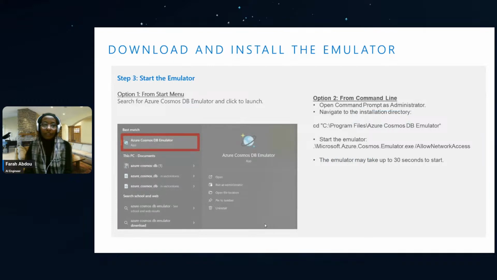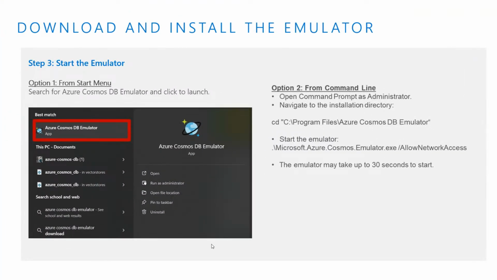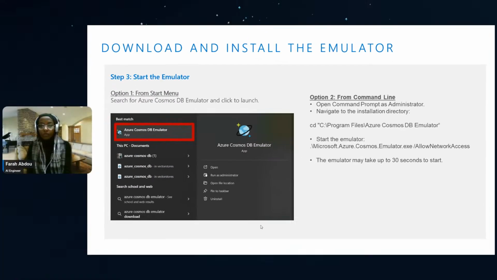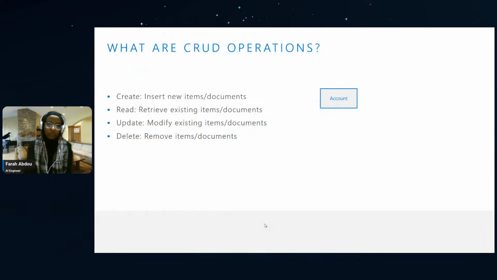You can then find it right here. The emulator will be installed as an app, so you can open it, or you can access it from the command line, but make sure to open it as an administrator. Then you can go to its location and start it with the command that you can see. And of course, you need to wait some seconds for it to start.